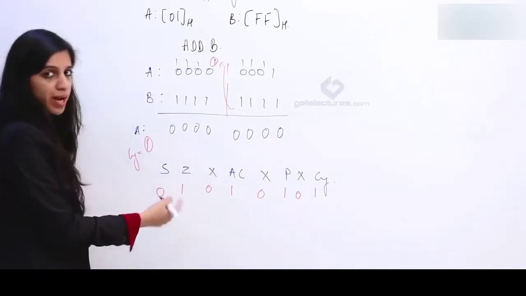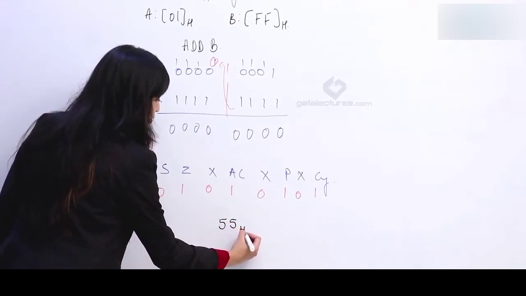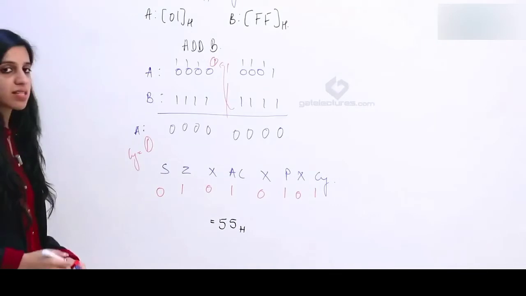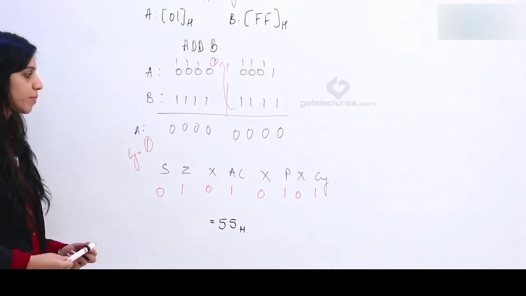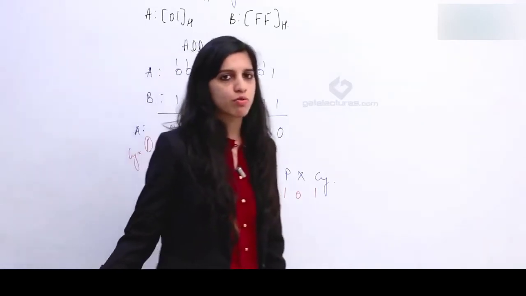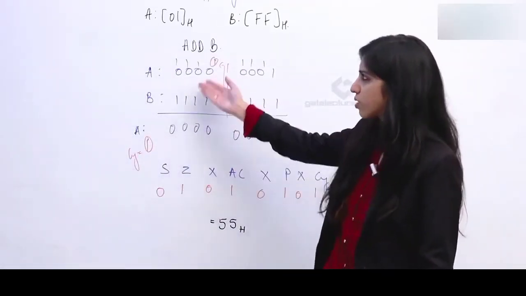So if I want to write this number in hexadecimal, it's going to be 55H. So this is going to be the value of the flag register after execution of this arithmetic operation. Okay, so generally if they are asking questions from this topic, what they are going to do is they are going to give you a question similar to this.